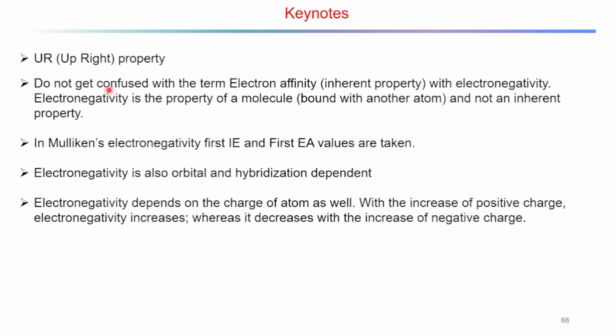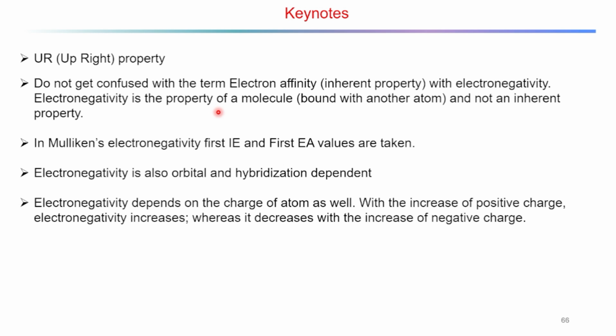Do not get confused with the term electron affinity, which I have already discussed before. Electron affinity is hugely different from electronegativity. Electron affinity is an inherent property of an atom, and it is independent of the surroundings, whereas electronegativity is a property of an atom bound with another atom and not an inherent property. So let's take an atom A. If you make a bond between A and B, another bond between A and C, and another bond between A and D, in all those cases the electronegativity of A will be different.